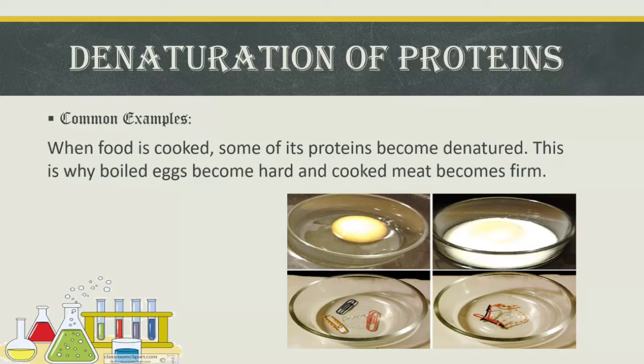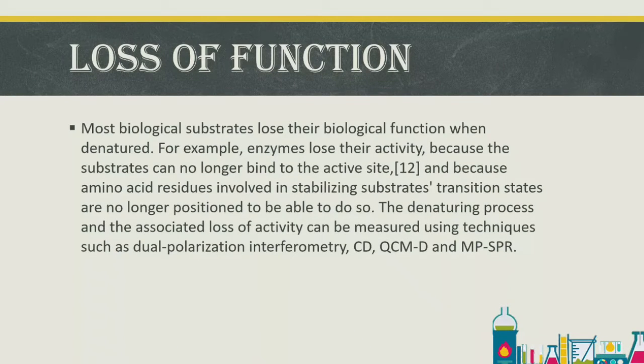As we can see on the top, the protein albumin in the egg white undergoes denaturation and loss of solubility when the egg is cooked. As we can see on the bottom, paper clips provide a visual analogy to help with the conceptualization of the denaturation process. Loss of function. Most biological substrates lose their biological function when denatured.